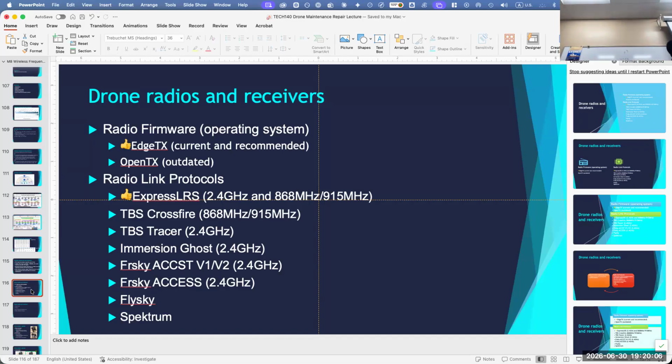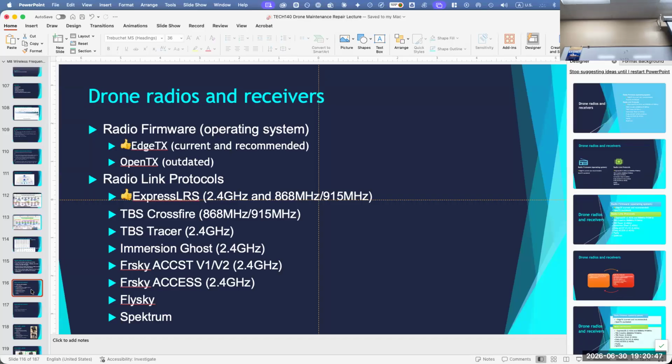So we have different languages. Even though they can use the same frequency, meaning you're speaking at the same rate, if you have one radio that is for Express LRS and your receiver is for Crossfire or FrSky, it's not going to talk. You're just not going to understand. So you have to make sure that your radio and your receiver are on the same protocol and the same frequency. Okay, so you can see right here, Express LRS.